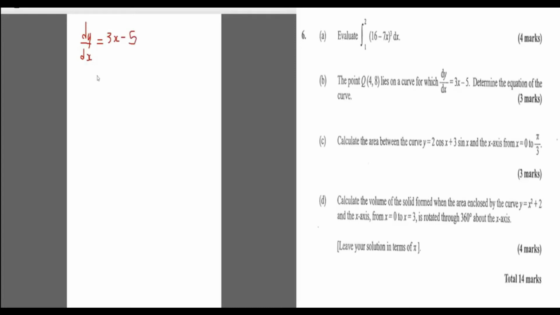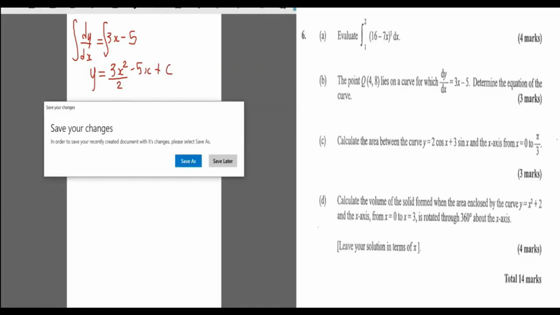It means that if we integrate dy by dx, we can integrate both sides. When you integrate dy by dx, you get y. So you're going to get y is equal to the integral of 3x is 3x squared over 2. Then the integral of minus 5 is minus 5x. But then you need now plus your constant c. Now we need to find the constant in order to find the equation of the curve.